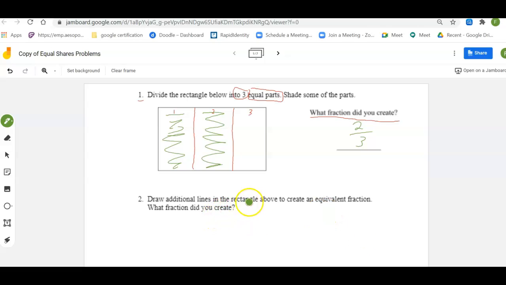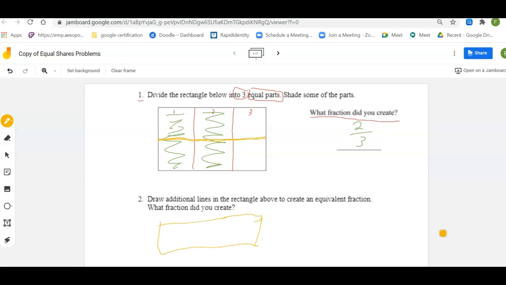Draw additional lines in the rectangle above to create an equivalent fraction. So when they say draw additional lines, you're just drawing additional lines. So I'm going to take my 2/3, and if you need to draw another rectangle at the bottom down here, that's perfectly fine. You could do that. But I'm just going to draw my lines in here. And let's see, I'm going to draw 1 line through the middle.